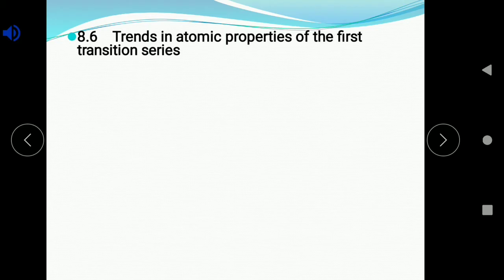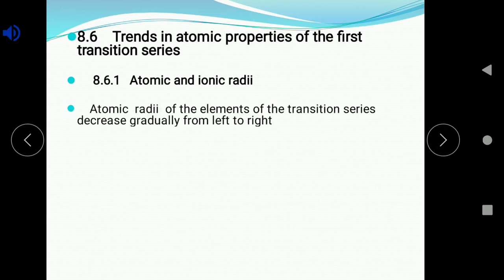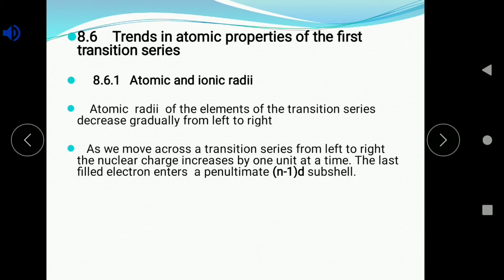So let us start. The first property is atomic and ionic radii. We will start with atomic radii first and ionic radii later. While moving from left to right along a transition series, atomic radii decreases gradually. The reason is, as we move across a transition series from left to right, nuclear charge increases by 1 unit at a time, and the last filled electrons enter a penultimate, that is n-1 d subshell.